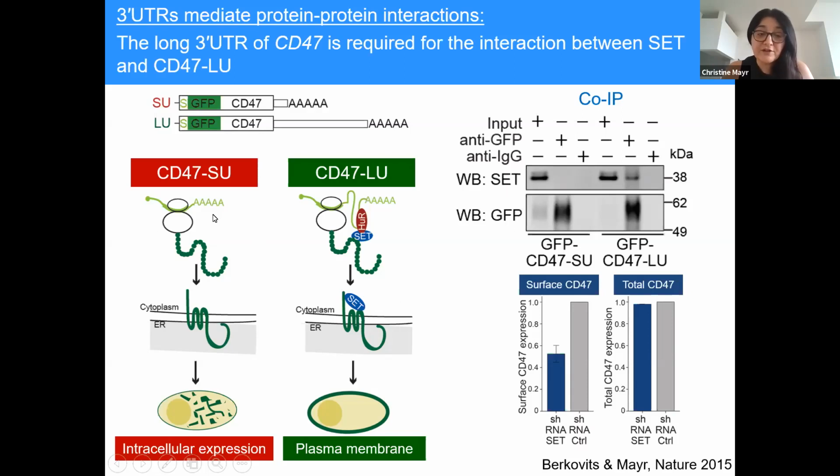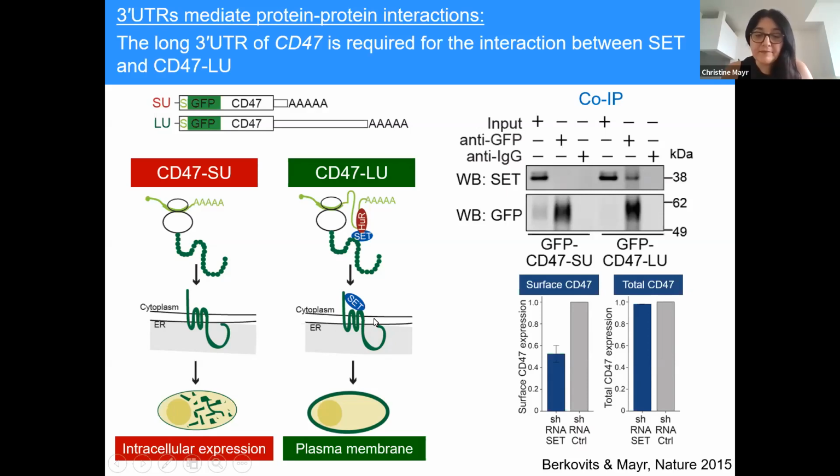So when SET is not recruited to the site of translation, SET cannot bind. The experimental evidence of this is shown here on the right-hand side. We did a co-IP, pulling down on CD47, made either by the construct with the long UTR or the short UTR. You see that only in the case of the long UTR can endogenous SET bind to the protein, whereas in the presence of the short UTR, SET cannot interact with the protein.